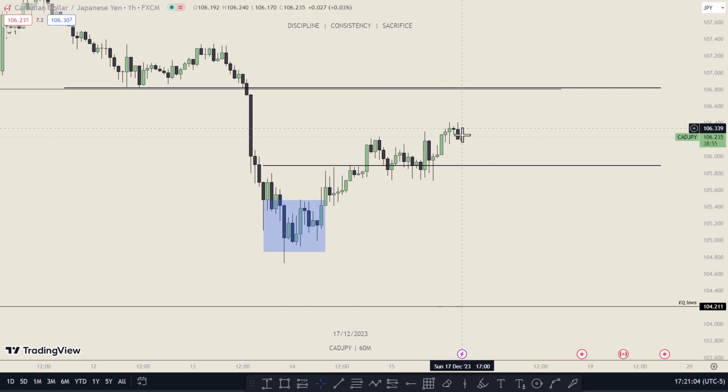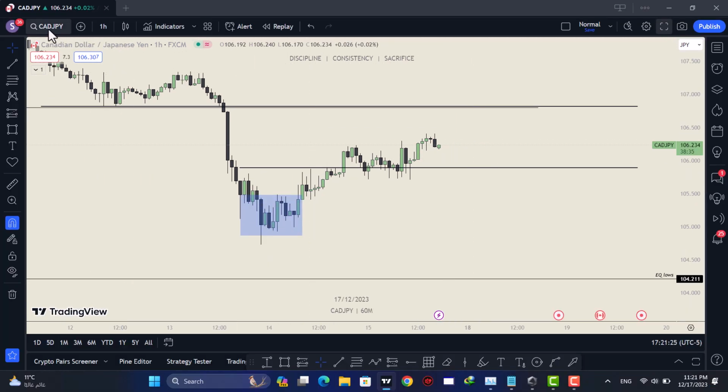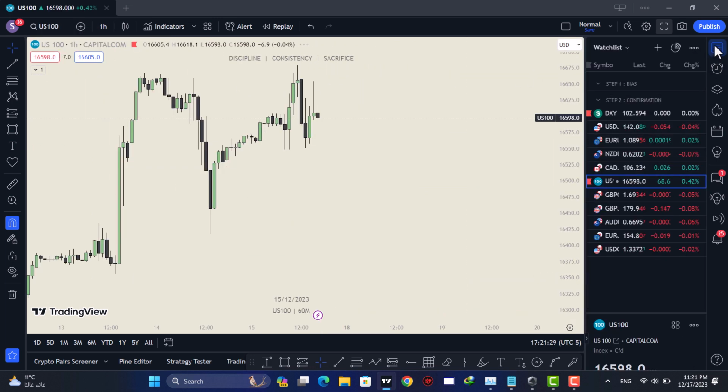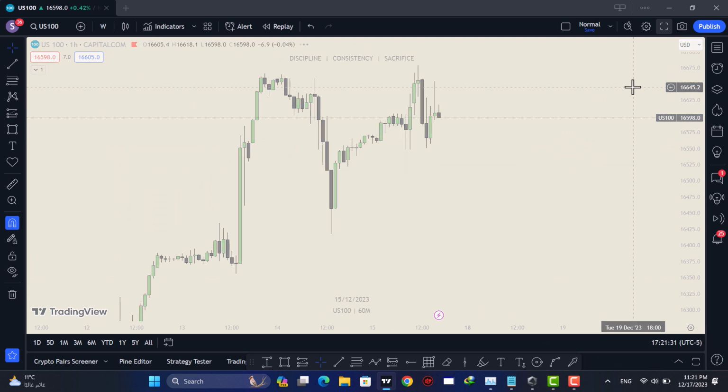I want to see displacement toward this and a sweep on liquidity, and maybe SMT divergence. So SMT divergence is a great confirmation to the smart money reversal, right? So this is the play on the Canadian dollar against the Japanese yen. Let's go to another pair. This is the US 100. Let's go to the weekly chart.